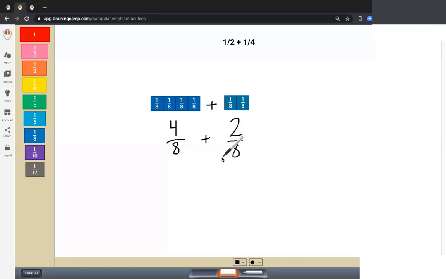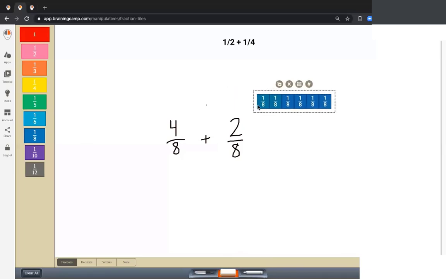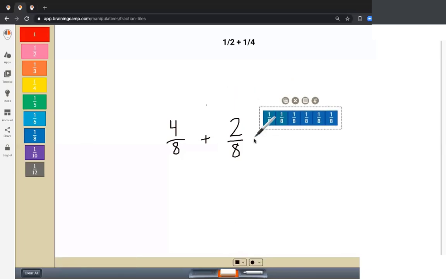So I have 4/8 plus 2/8. Can put these together to give me 6/8.